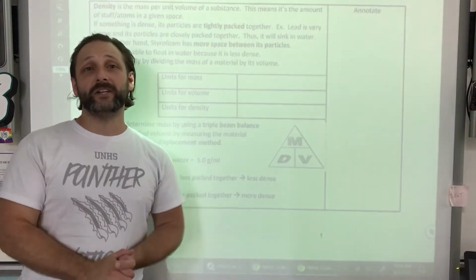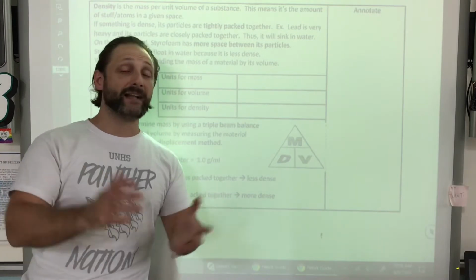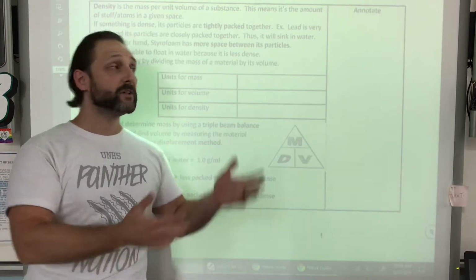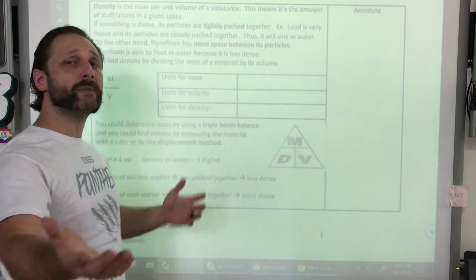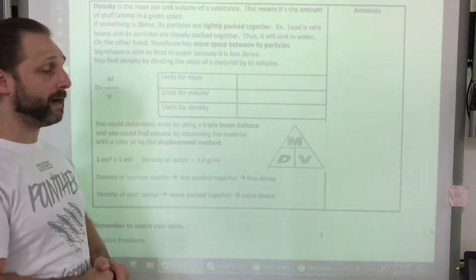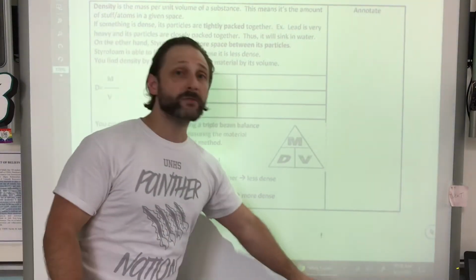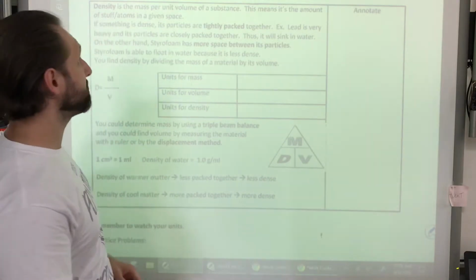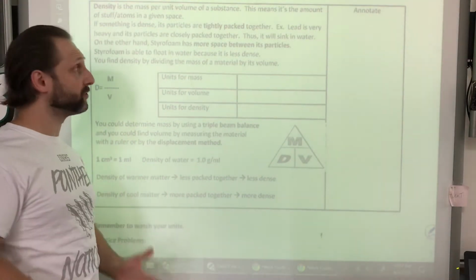Okay, so now that you've had a chance to annotate, maybe add some questions, maybe define some of the vocabulary in your own words, maybe you made even a drawing, let's talk a little bit about how density is important to all of earth science. And we're going to talk about the fundamentals first.